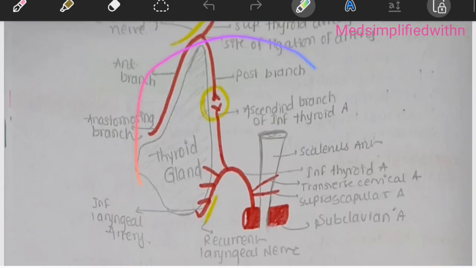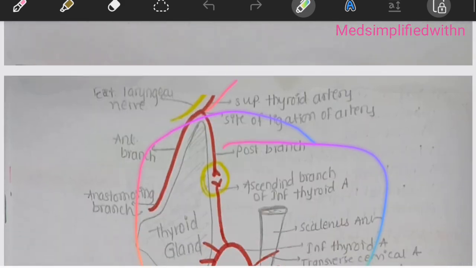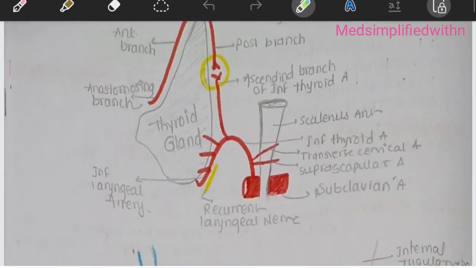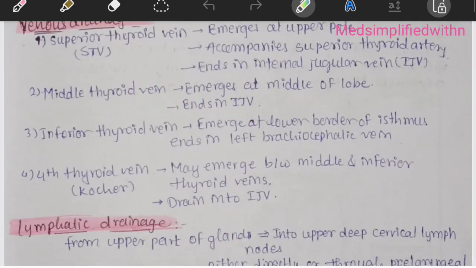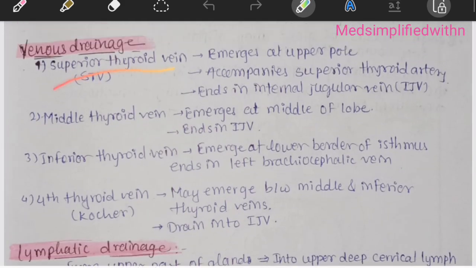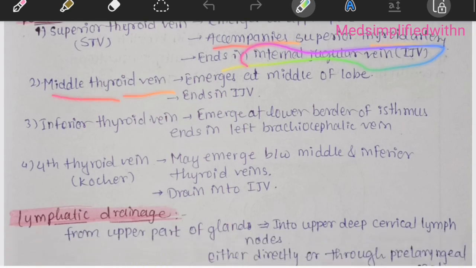That's all you have seen in this diagram. Superior thyroid artery, close relation to external laryngeal nerve. This is inferior laryngeal artery, relation with recurrent laryngeal nerve. Then we will see about the venous drainage. Superior thyroid vein emerges at upper pole, accompanies superior thyroid artery, ends in the internal jugular vein. Second one is middle thyroid vein, emerges at middle of the lobe, ends in internal jugular vein. Inferior thyroid vein emerges at lower border of isthmus, ends in the left brachiocephalic vein.